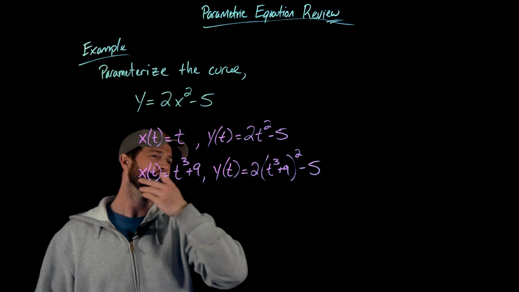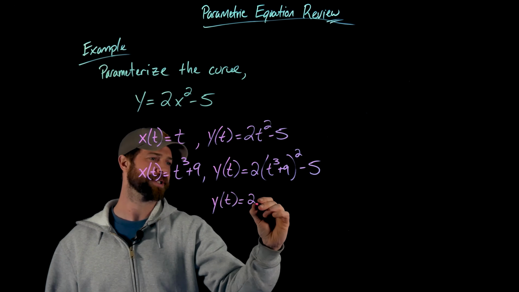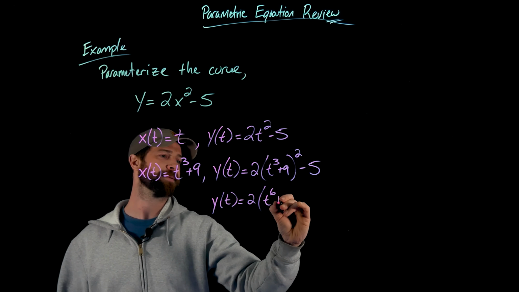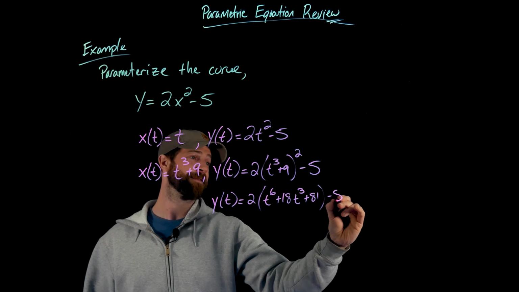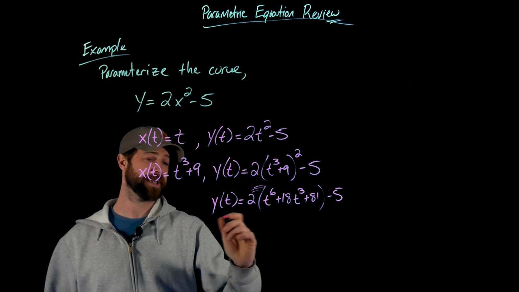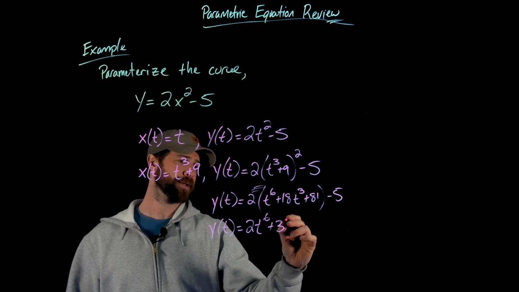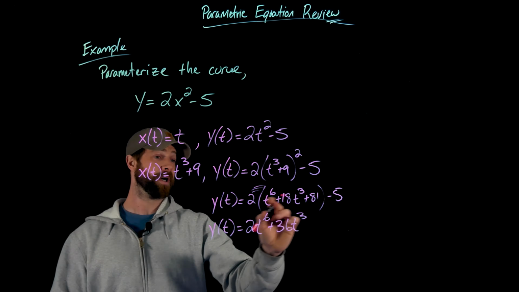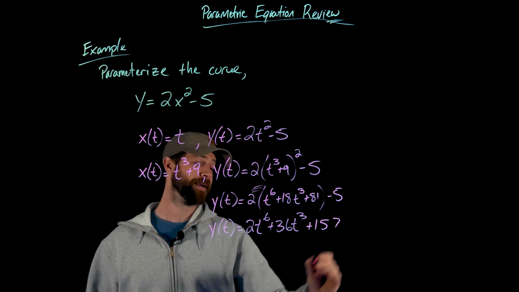Just because this is a squared and it's not too much work, I am a bit compelled to expand this and clean this up a little bit. This isn't really a huge deal, but I'm feeling kind of anal and I want to do it. When I multiply this out, I'll get t to the 6 plus 18t cubed plus 81 minus 5. Distribute a 2 through here, and then make sure I take care of that minus 5 with the constant here to give me y of t equals 2t to the 6 plus 36t cubed. This gives me 162 minus 5 is a positive 157.